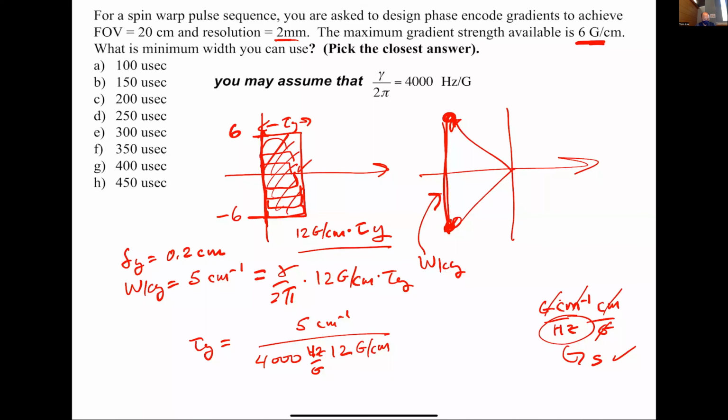So basically I have 5 over, what is that, 48,000, right? 48 times 10 to the 3, is that right? Which equals 5 over 5 times 10 to the 4. It is approximately 5 times 10 to the 4, which is approximately 1 times 10 to the minus 4 seconds, which is equal to 100 microseconds. Okay, so everyone okay with that?